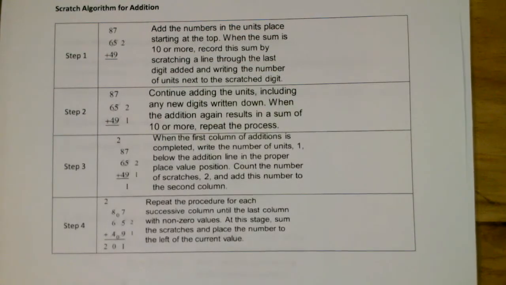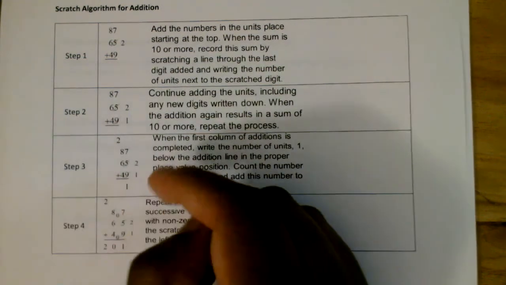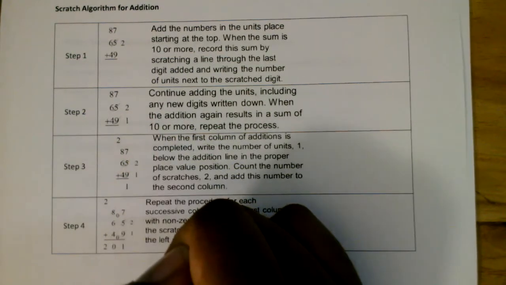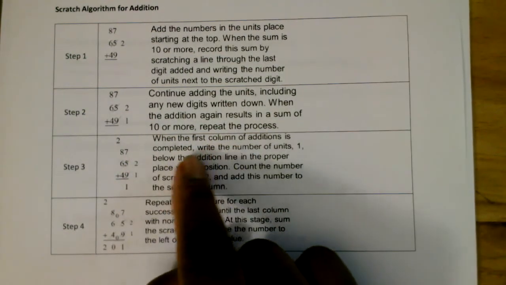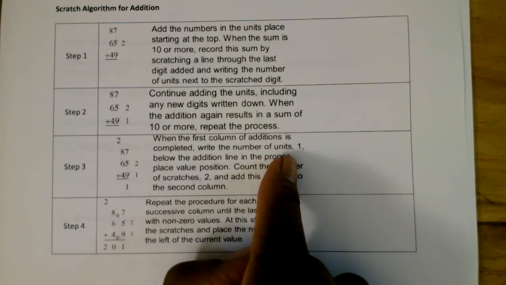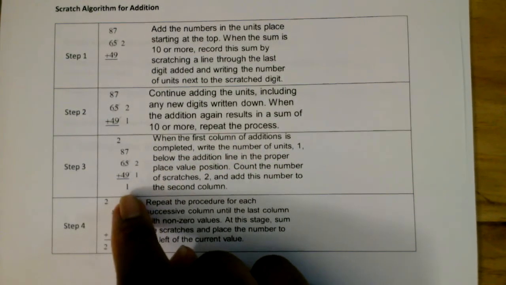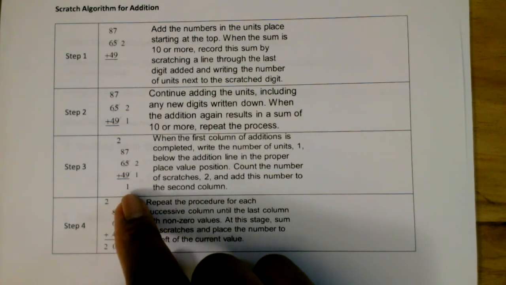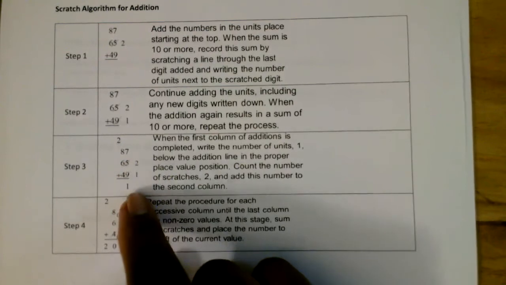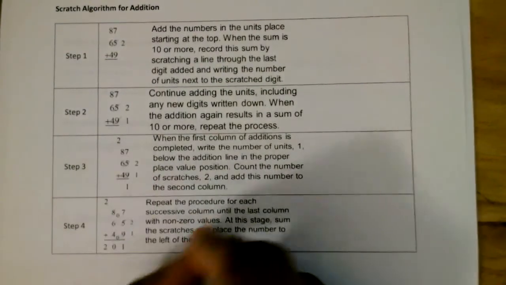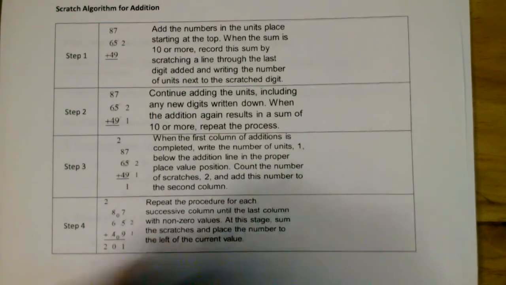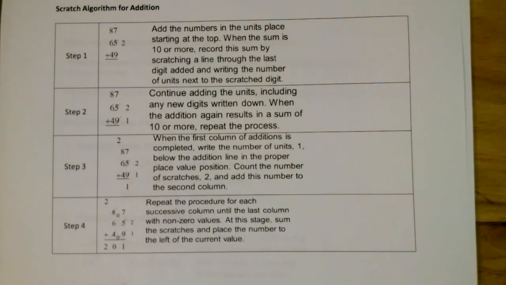So here we're going to continue adding the units, including any new digits written down, when the addition, again, results in a sum of 10 or more, and then we repeat the process. Now, when the first column of additions is completed, we write the number of units, which is the 1, below the line, as you can see here. And then we count the number of scratches. Here we have 2 scratches, so that 2 goes up here at the top, and then add that number to the second column. And repeat that procedure for each successive column until the last column with non-zero values.